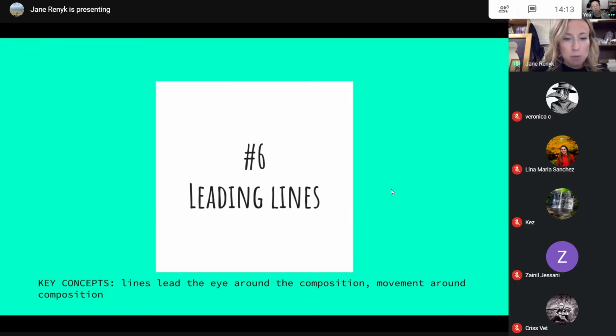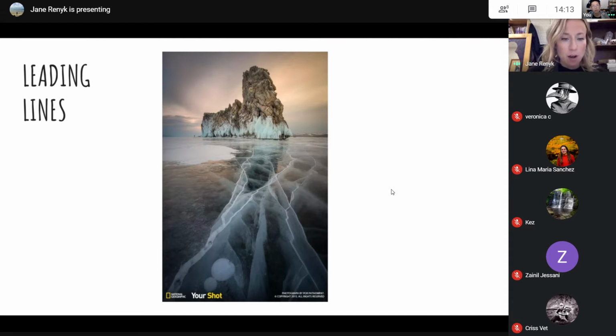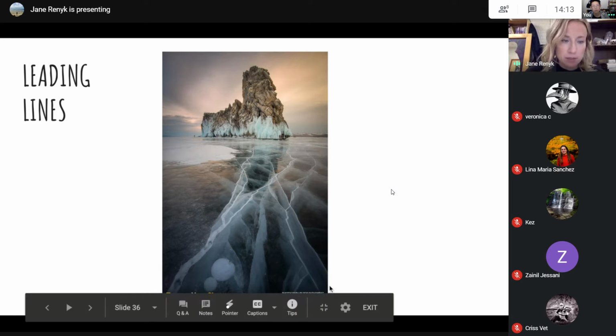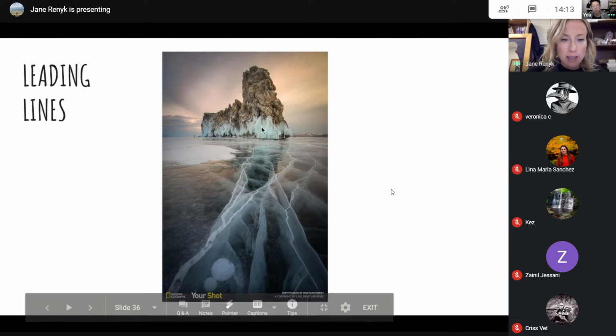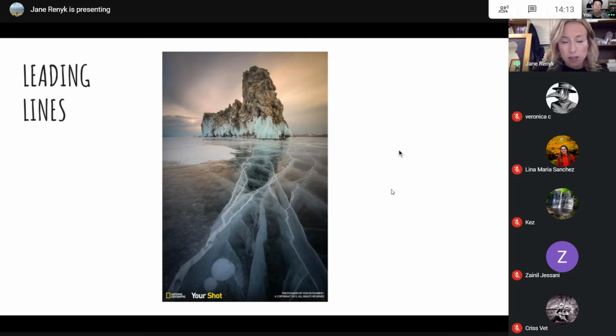Okay, again, like moving that eye around your composition, the concept of leading lines is running the eye from one spot to the next. So you have a subject that's the end goal, and then you're using lines naturally in composition to demonstrate that goal.